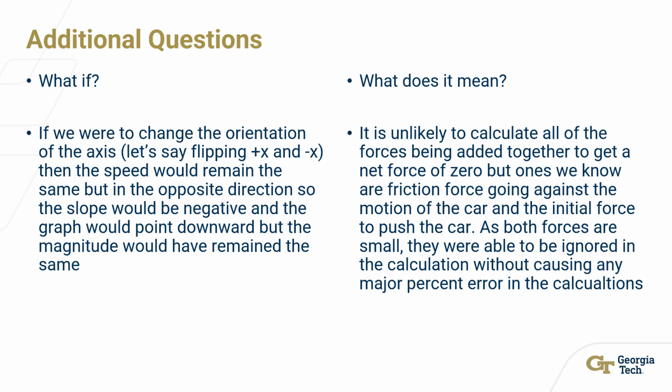And what does this mean? It is unlikely to calculate all of the forces being added together to get a net force of 0, but the ones we know that are acting on the car are the friction force going against the motion of the car, as well as the initial force used to push the car. However, as both forces were very small, they were negligible, and we could exclude them in our calculations, resulting in very little error.